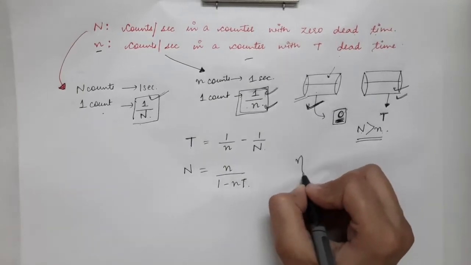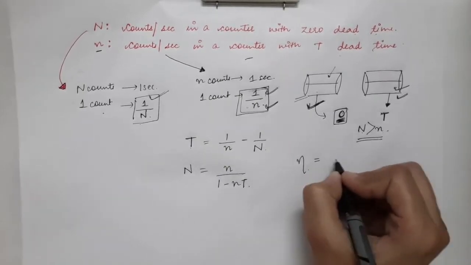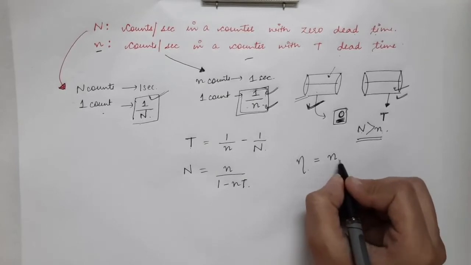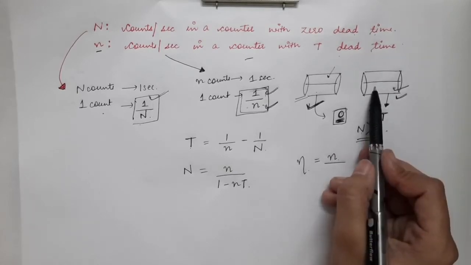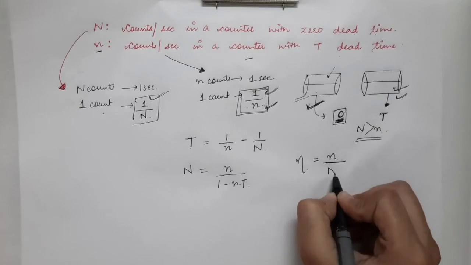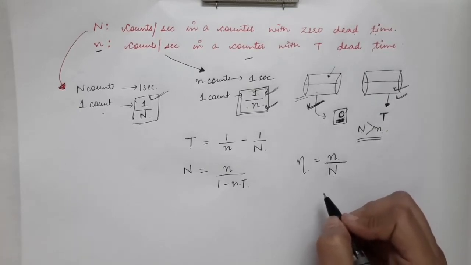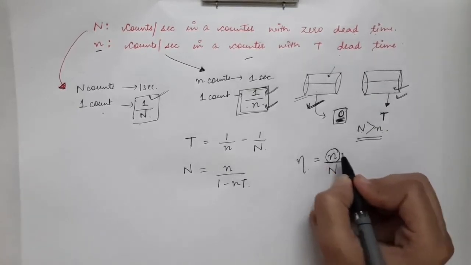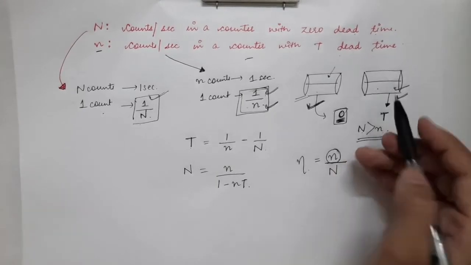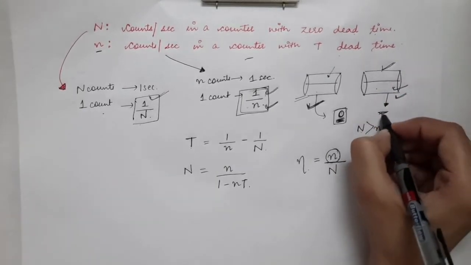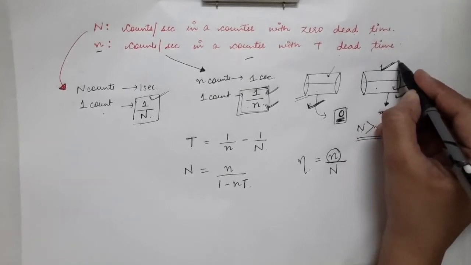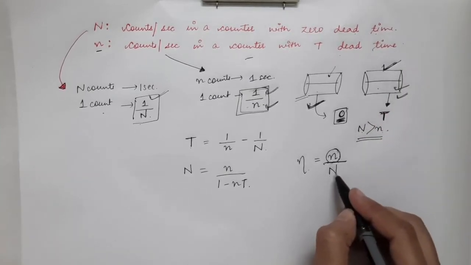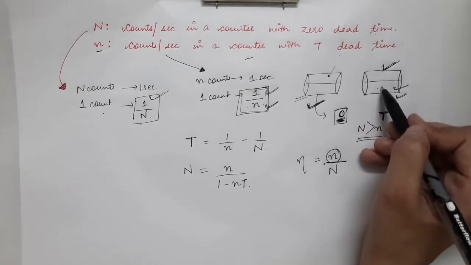Now what is the efficiency of a GM counter? Efficiency is nothing but the number of pulses which are counted by this GM tube with T dead time, divided by the total number of particles that have actually entered this GM tube.